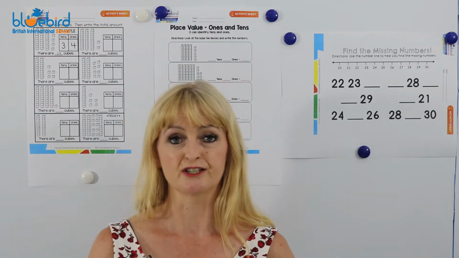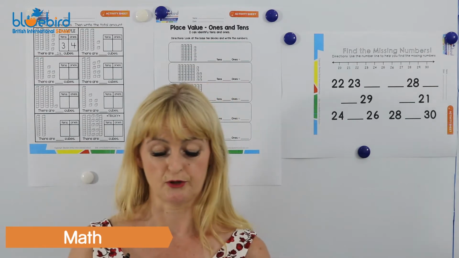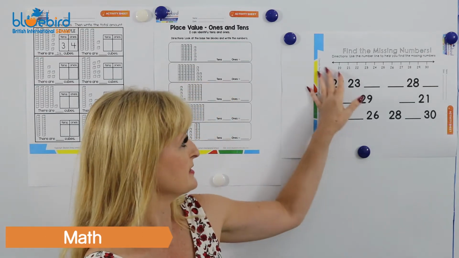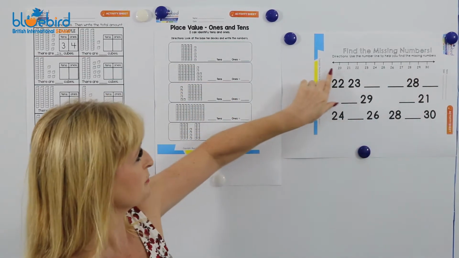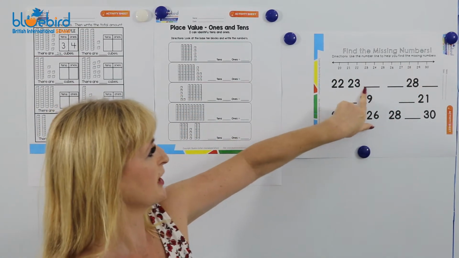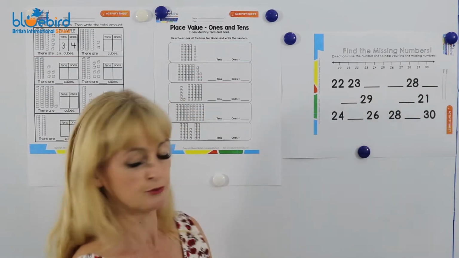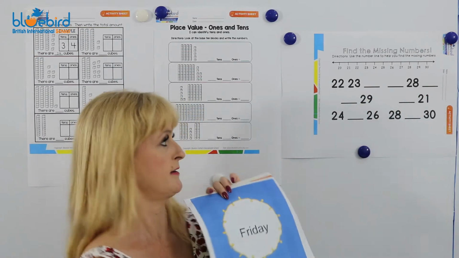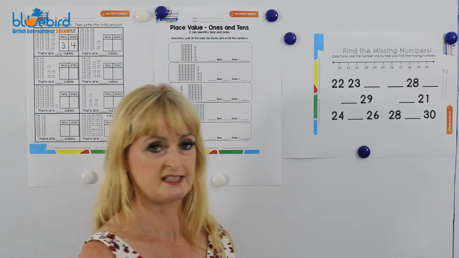So today we're going to start with maths. We're going to start looking at our missing numbers. At the top we have a number line if we need some help. Each time we're going to find our missing number. You will find this inside your Friday pack. Okay, so let's go through it together.